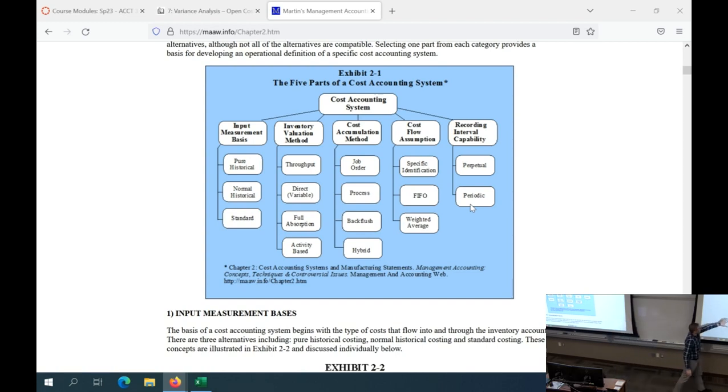Let's go back to this first question. Input measurement basis. That is, what number do we input in terms of cost? So pure historical means literally what happened. Oh, we spent $2.50 on that thing. So we're going to put in the accounting system $2.50. Historical record. And you're like, wait, if we don't put that, aren't we lying? Isn't that bad in accounting?